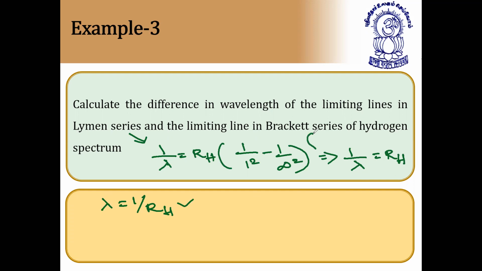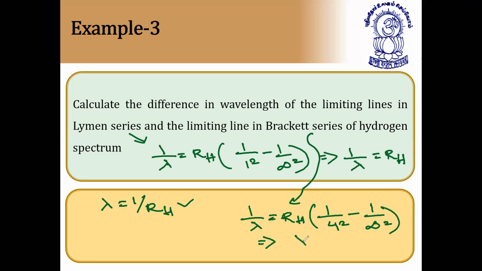Now Brackett series. So you have 5 series: Lyman series, Balmer series, Paschen series, Brackett series, and Pfund series. So for Brackett series, 1 by lambda is equal to 1 by 4 square minus 1 by infinity square, into RH. So 1 by lambda is equal to RH by 16, that is, lambda is 16 by RH. So this is lambda 1, and this is lambda 2.